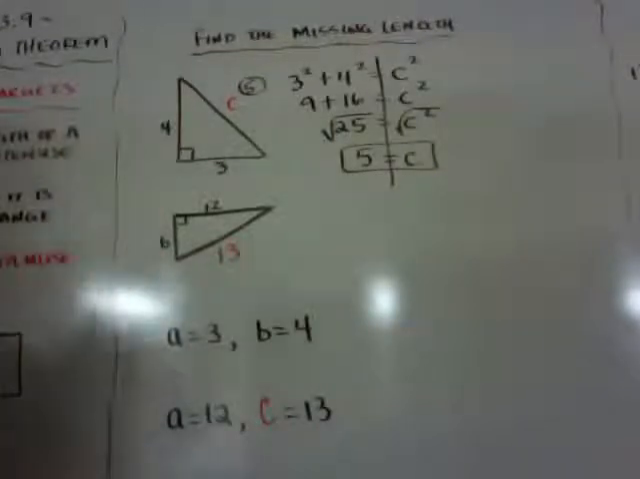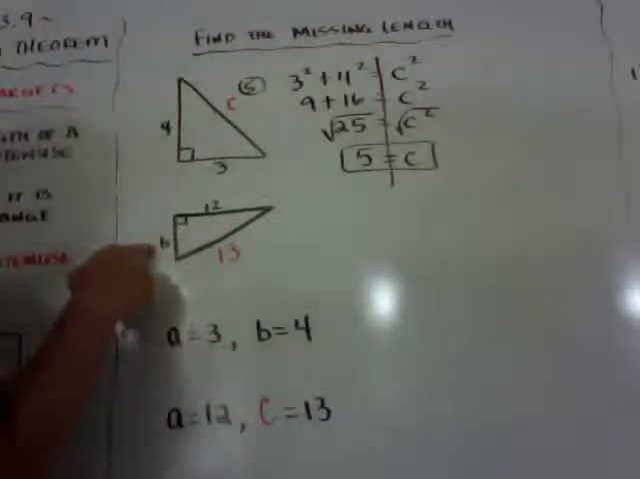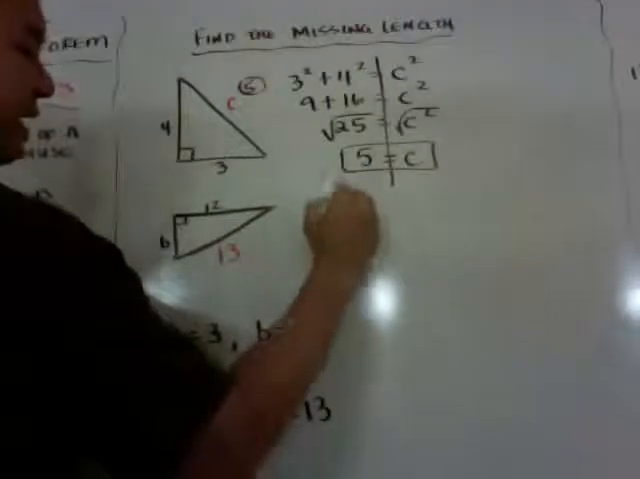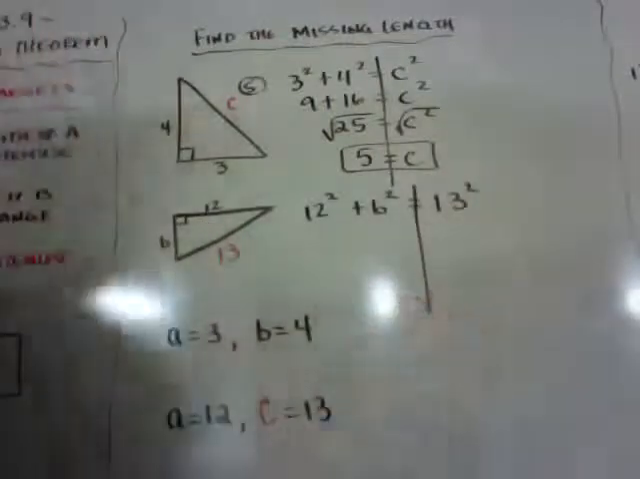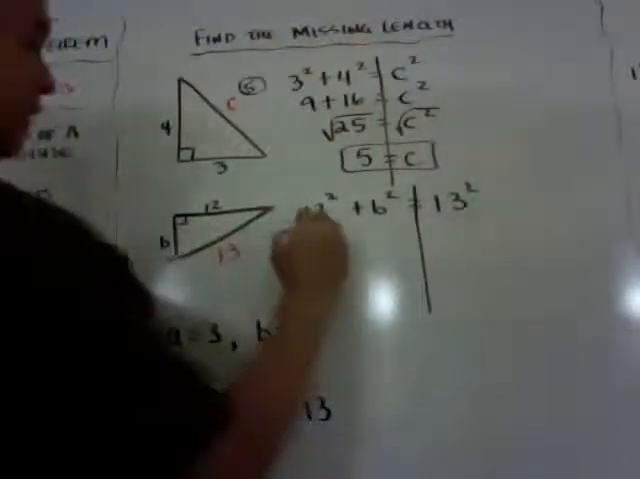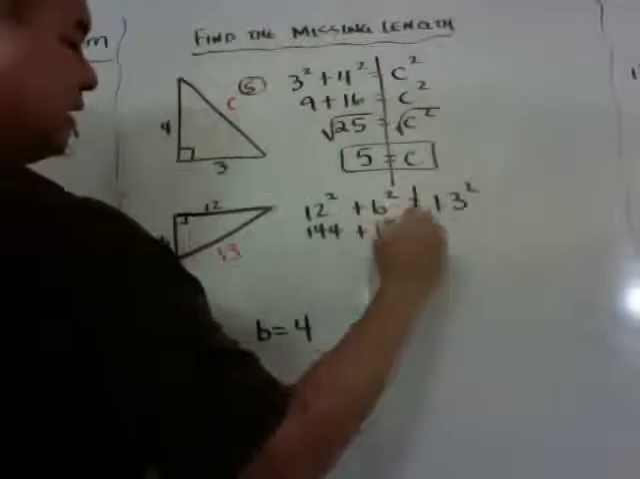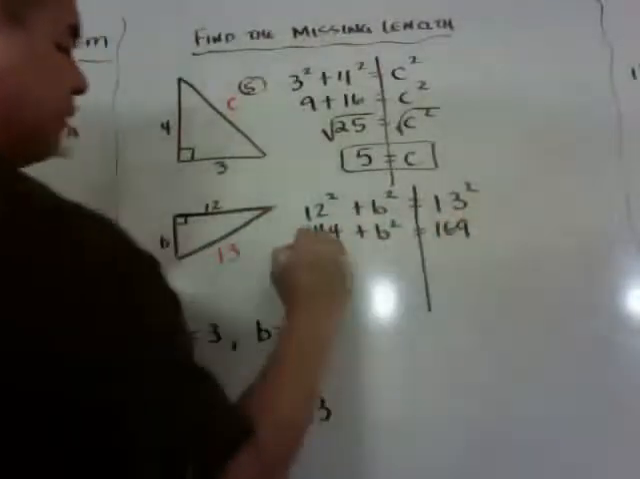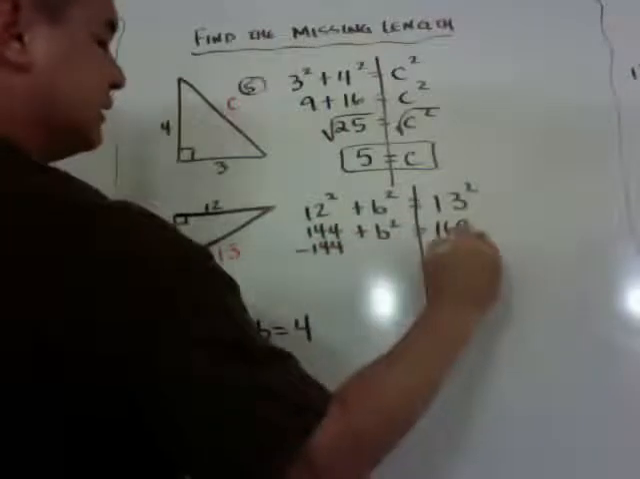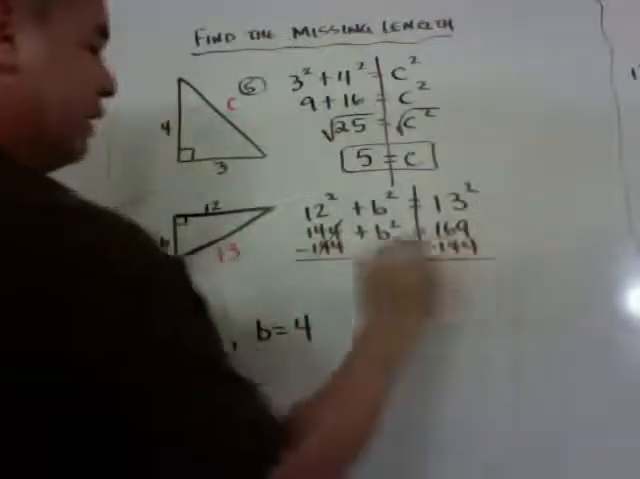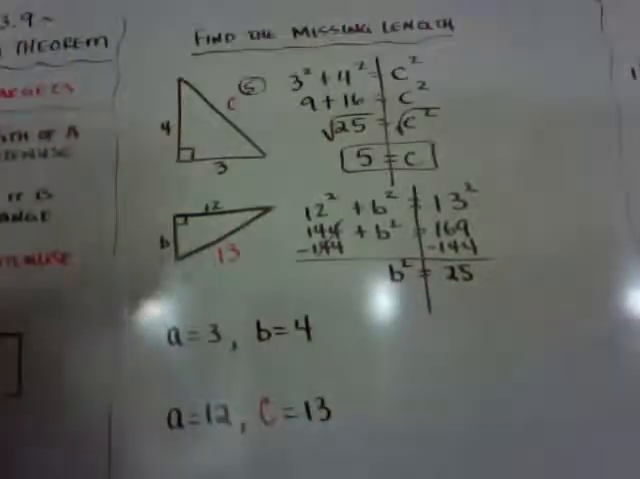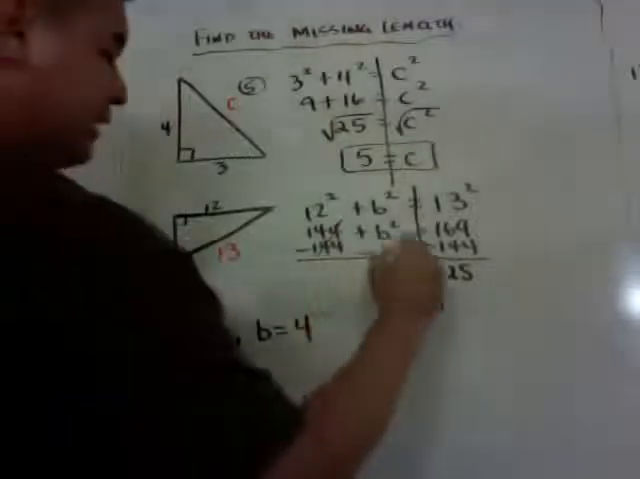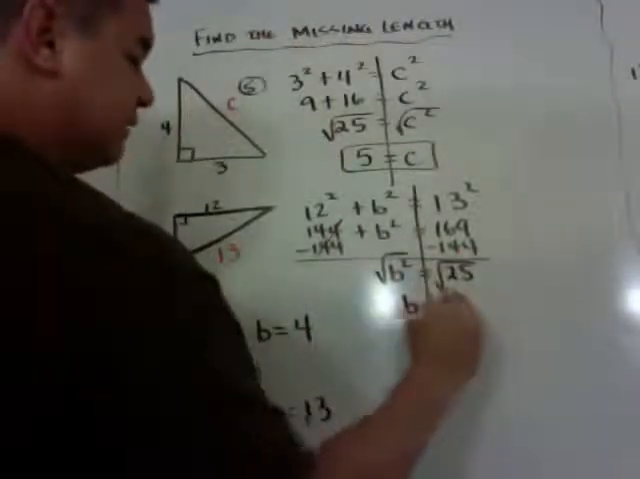In this example, they gave you the hypotenuse and you're looking for a leg now. So your equation is going to be a little different. It's still A squared plus B squared equals C squared. But in this case, I have a B here. So I'm going to put the 12 squared as my A plus B squared is equal to the 13 squared. When I do this, I get 144 plus B squared is equal to 169. I'm going to minus 144 from both sides to get rid of that. And I'm left with B squared is equal to 25. Okay. And now when I take the square root, I get B is equal to 5.